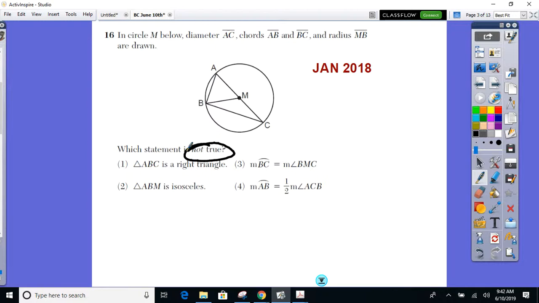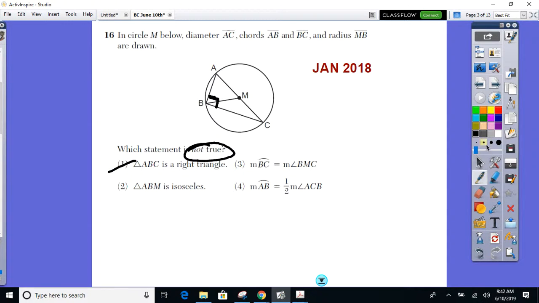Go ahead, Emma. Where is the right angle? Angle ABC. All right. Emma, why is it the right angle? I need more. You're missing something. Why is it a right angle? A diameter makes a right angle. There you go. So that is a right triangle, so it's not the false one.